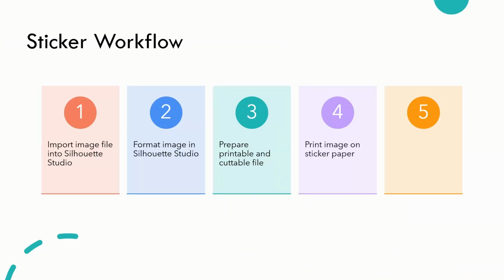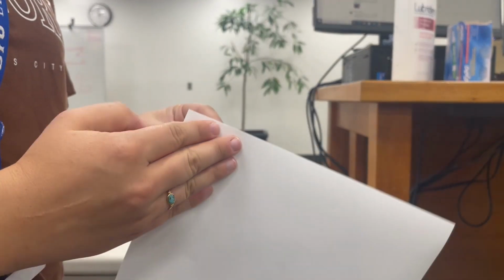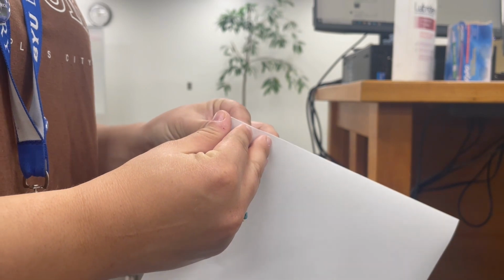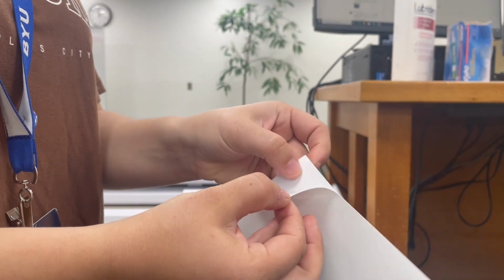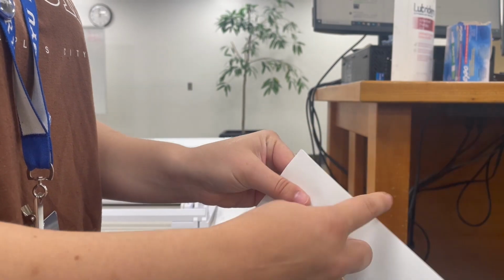The next step is to print our image on sticker paper. For this video, I'm using matte white sticker paper. It's pretty standard, so the settings I'm using on it would work on most sticker papers. Before you load your sticker paper in the printer, you want to make sure you know which side is the sticker backing and which side is the actual sticker paper. Just peel up a corner to check and then load it in the printer, sticker paper side up.